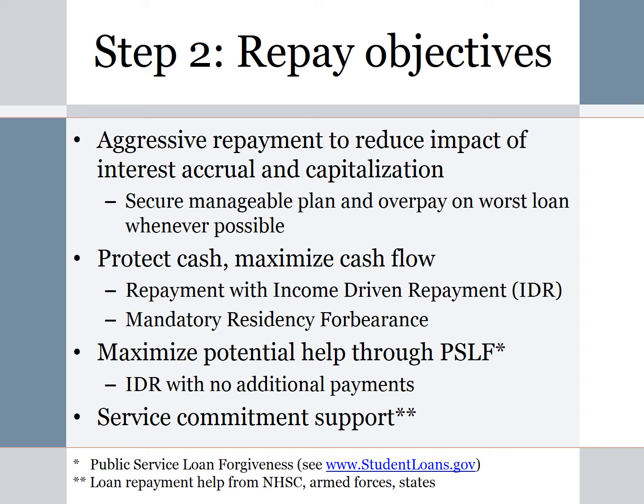So you may want to be aggressive in repayment, and if that is the case, you probably want to find a repayment plan with a manageable payment, such as an income-driven repayment plan, and then overpay on the most expensive loan. If you pay over and above the required payment amount or the minimum payment amount, you can work with your loan servicer to target the extra money on the most expensive loan, like a Grad Plus.